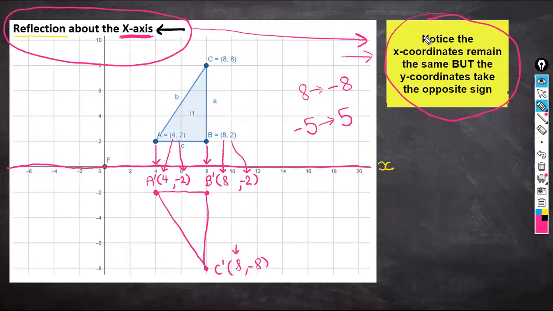To me, that's the easiest way to reflect something in the x-axis. I don't actually use the common sense method. I just memorize this note that the x coordinate remains the same, but the y coordinate will become the opposite.